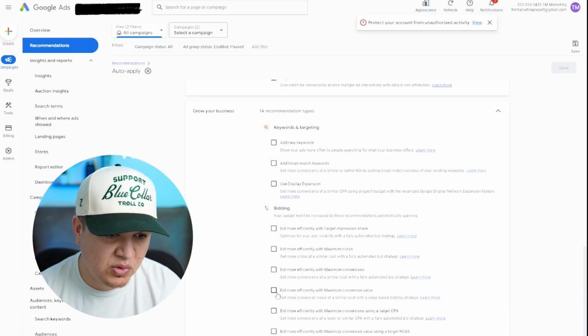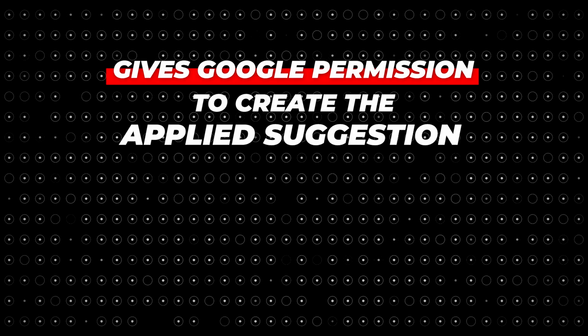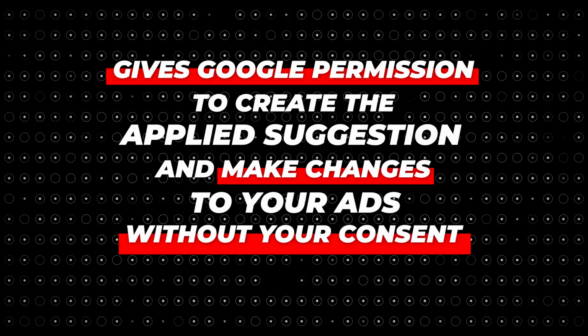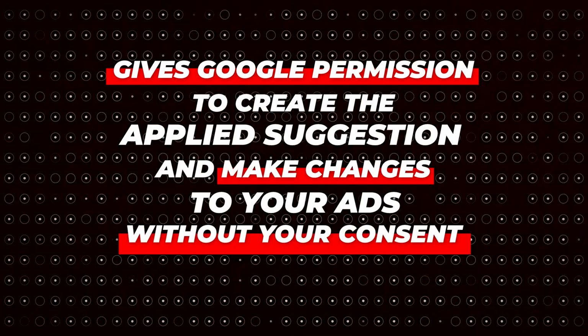Basically, this is what gives Google permission to create these applied suggestions and make changes to your ads without your consent. So just make sure that these are all turned off. You don't want to be using any of these because these are the settings that trigger those search partner networks and the other networks to turn themselves back on.